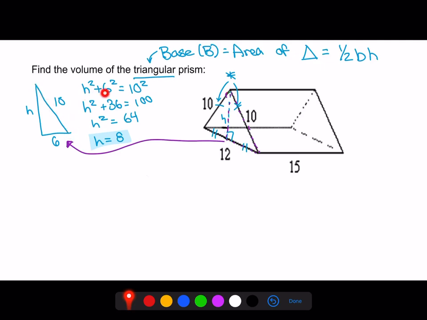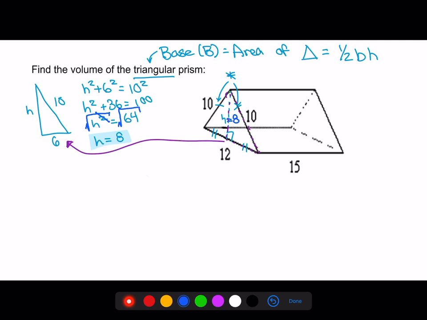A squared plus B squared equals our hypotenuse squared, which will give us H squared plus 36 equals 100. Subtracting 36 from both sides, we get H squared is equal to 64. And then we go ahead and we take the square root of both sides to get rid of that square, which will leave us with H is equal to 8. So our height over here is 8 units.